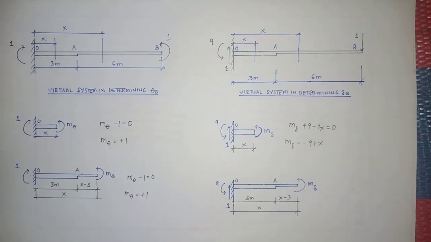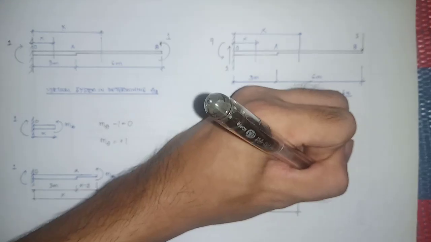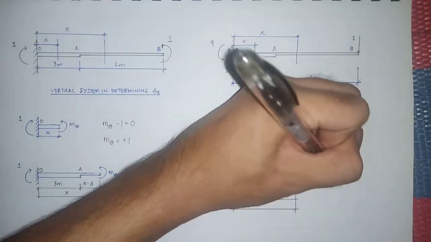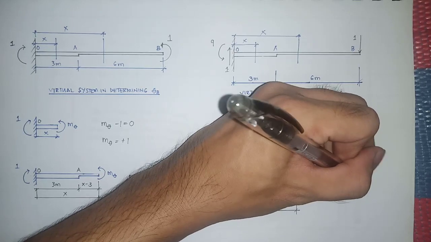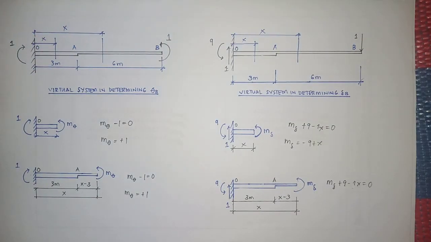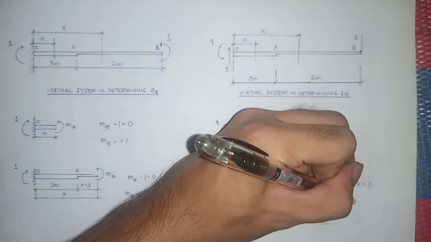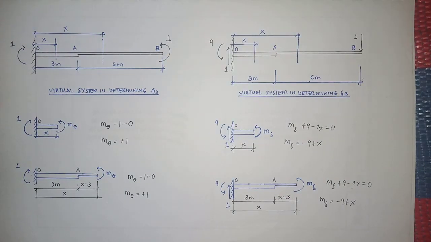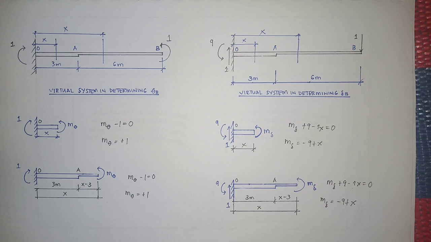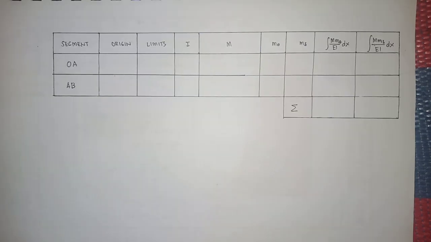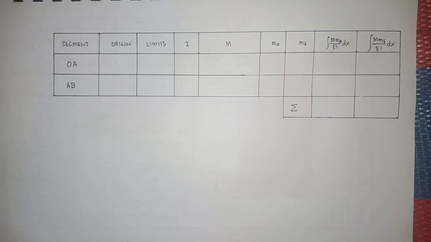Pagdating naman dito, same lang din. So, m sub delta plus 9 minus 1 times x equal to 0. Okay, same lang, no? So, m sub delta is equal to what? Negative 9 plus x. Okay? So, mas maganda to, katulad ng ginawa natin sa plane trusses, mag-tabulate tayo ng results. And these are as follows. So, we have two segments. We have segment OA and segment AB. So, parehas tayong nag-originate sa point O. So, ilalagay natin yun dito.